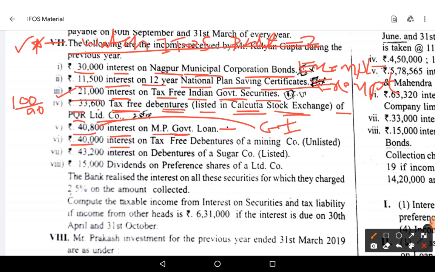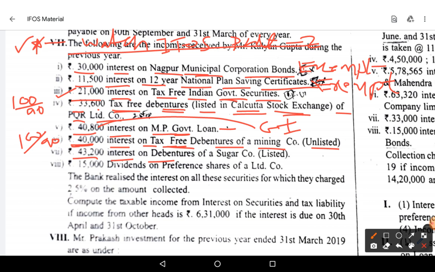40,000 interest on tax free debentures of a mining company, unlisted. Whether listed or unlisted, no problem. It is tax free, not government. First we ask, is it government? No, it is not government. Then, is it more than 5,000? Yes. So do one step, 100 by 90. That's it.